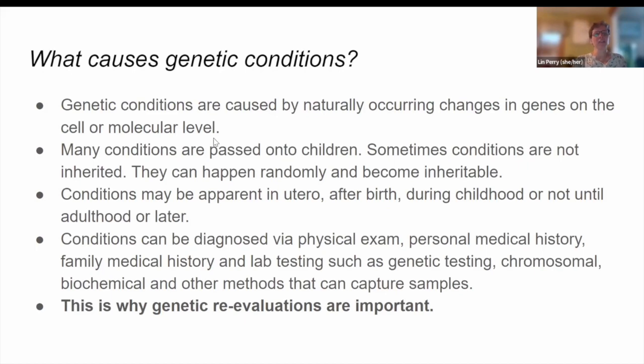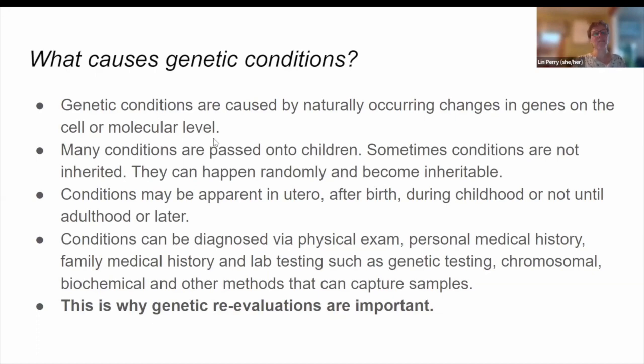Conditions can be apparent in utero. You can do measurements and find out that a child has a condition, or after birth through observation and through those Apgar scores in the physical exam. Some of them don't occur until during childhood, once a child starts growing, or not until adulthood. I have friends who have been diagnosed with genetic conditions in adulthood or later.